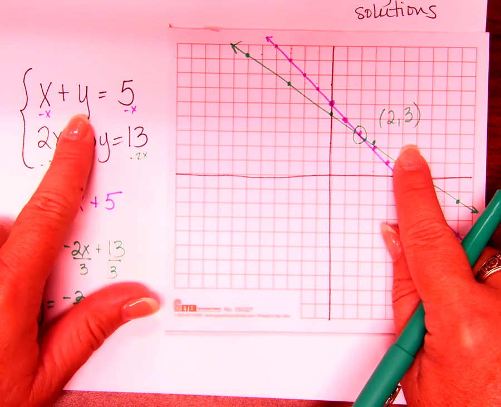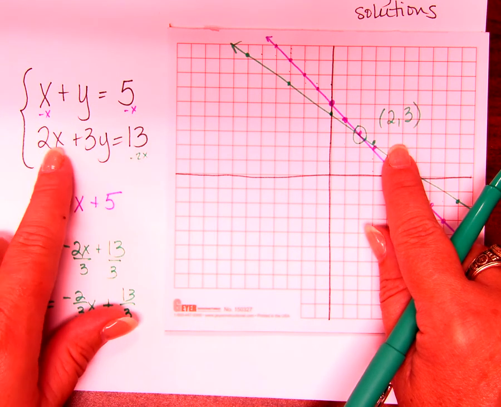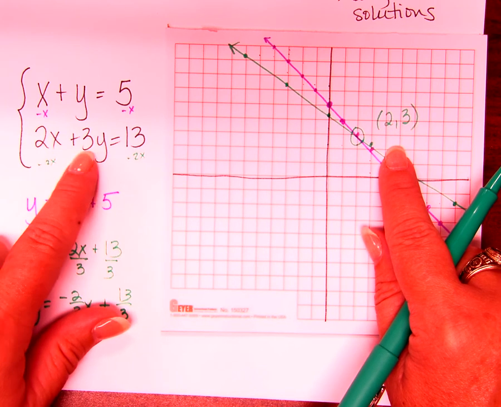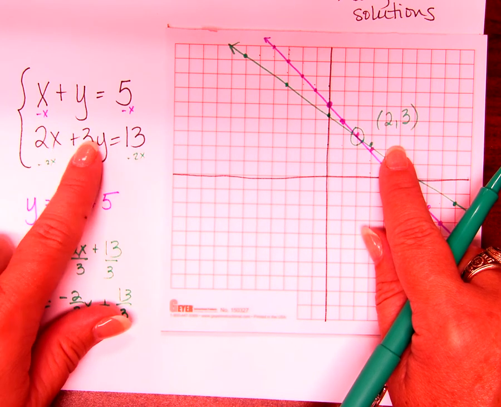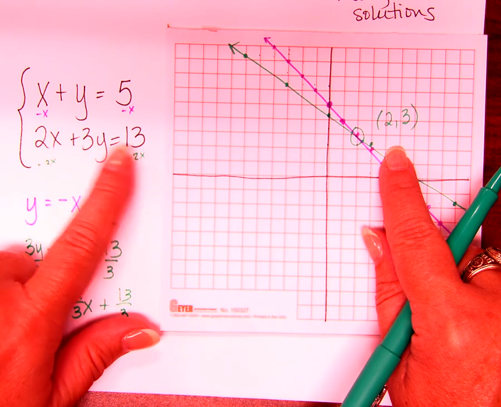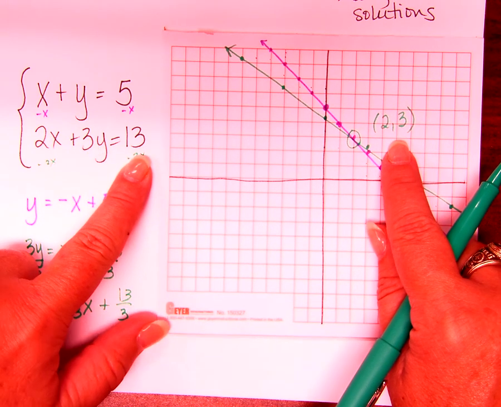Now, am I sure that's correct? 2 plus 3 equals 5, does 5 equal 5? 2 times 2 is 4, 3 times 3 is 9. So 4 plus 9, does 13 equal 13? Are we sure that this is the answer? Yes, we are now, aren't we?